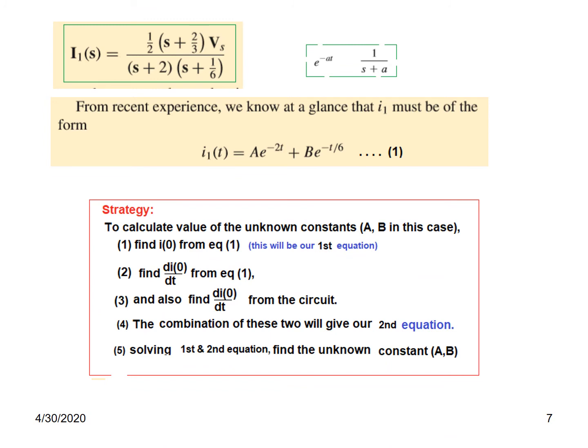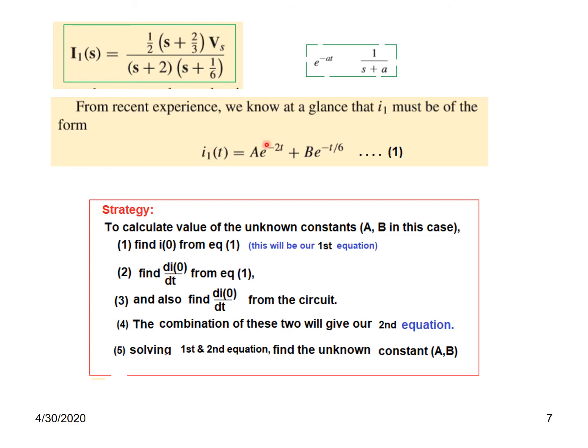Now I'll follow a strategy to keep things simple. We'll calculate the values of the unknowns A and B. In this case, these are the two unknowns. So first of all, we find I0 from equation number 1. So we put t equal to 0 here, and we get I0.